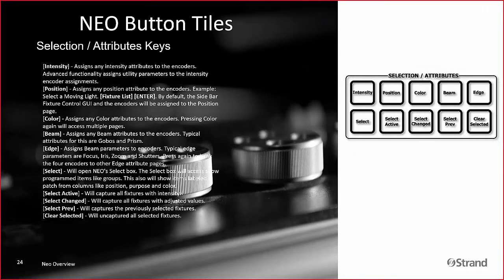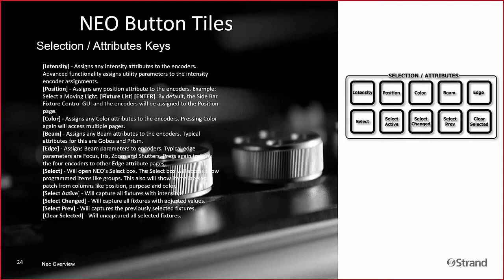Above the command tile is the selection and attribute tile. The bottom row has some very useful selection keys, like select active, select change, and select the previous set of channels. Select active effectively selects every channel that has a level above 0. So a really fast way to create a blackout is to hit select active and then press the out key, and from there you can record your blackout. So a lot of very useful keys here.